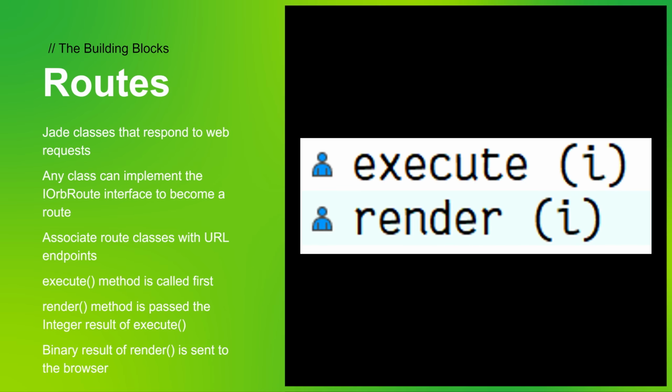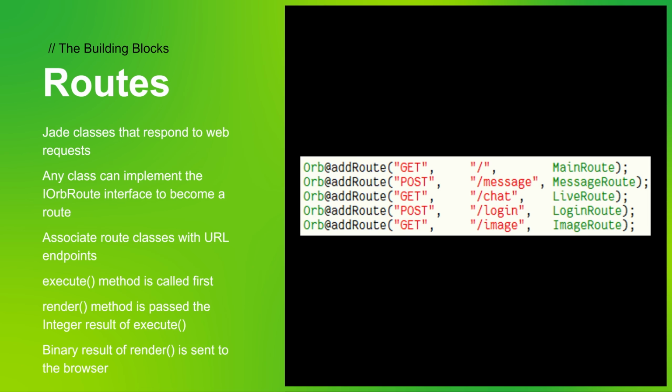The next major building block is routes. A route is essentially a Java class that can respond to a web request. Any class can become an org route by implementing the IOrgRoute interface, and this provides the two methods execute and render. You can then associate your route class with a URL endpoint by using the addRoute method.